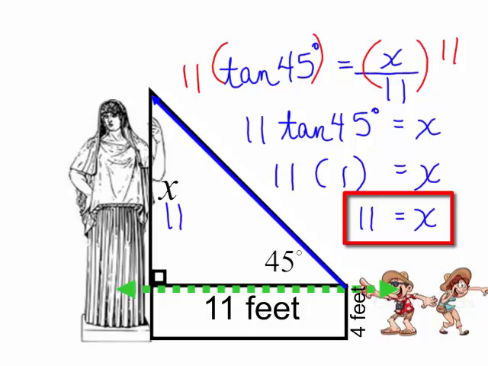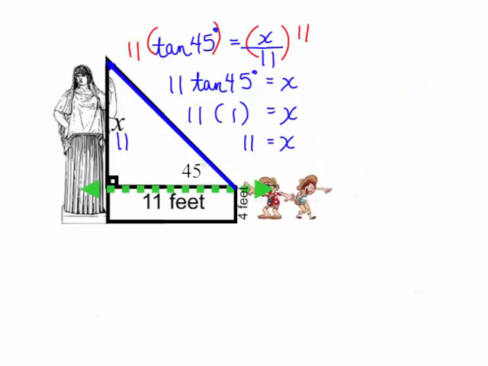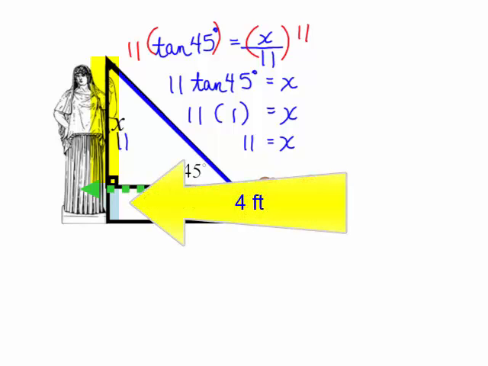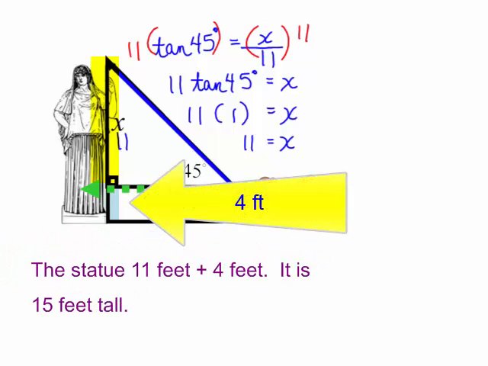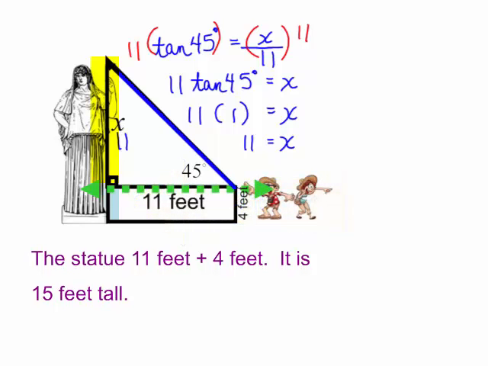And the question was, how tall is the statue? We have found the side of this triangle. It is 11. But remember, the horizontal line began 4 feet above the ground. So the statue is 11 feet plus 4 feet. It is 15 feet tall.